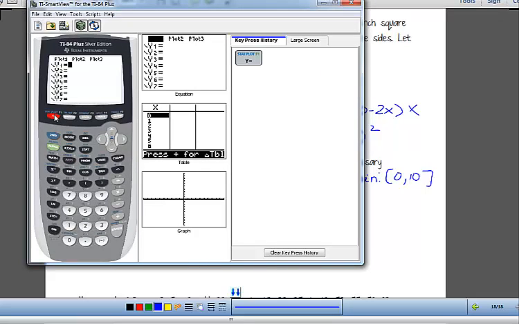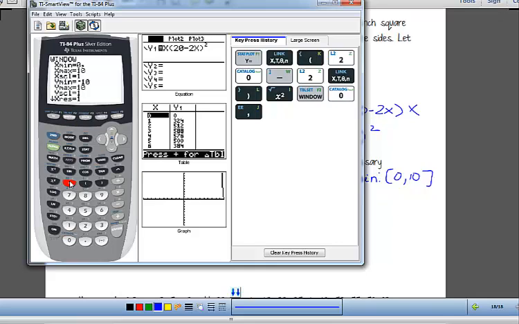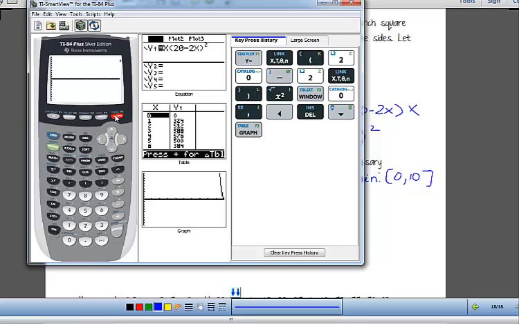Right, so our function was x times (20 minus 2x) squared. Okay, and I'm going to go to my window. My minimum x value is going to be 0, and my maximum x value is going to be 10. Okay, let's go ahead and hit graph. See what we get. Crossing my fingers.